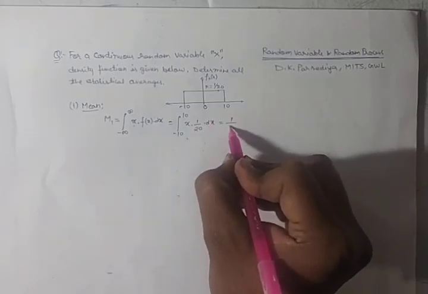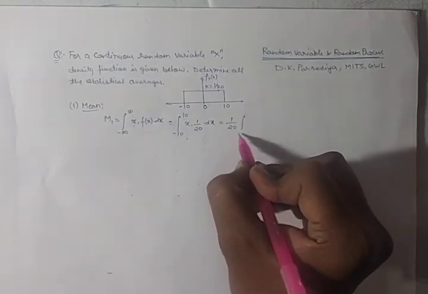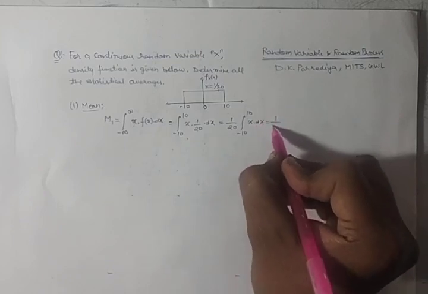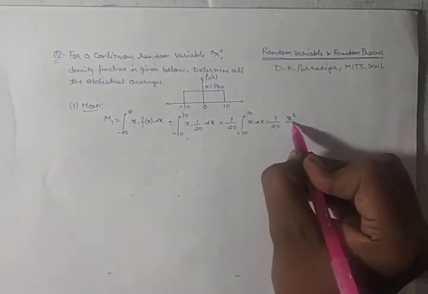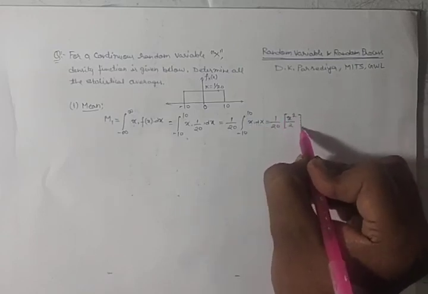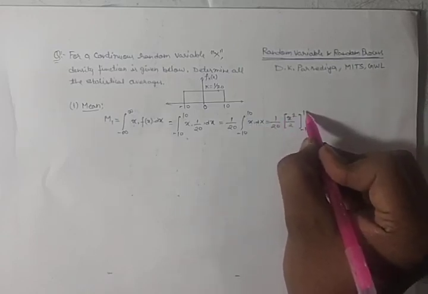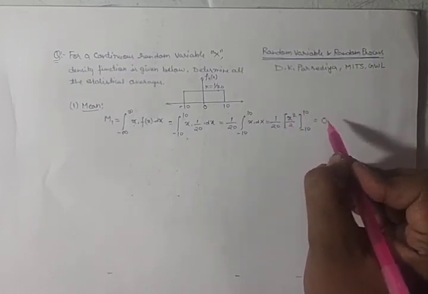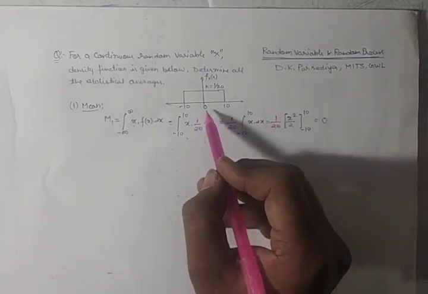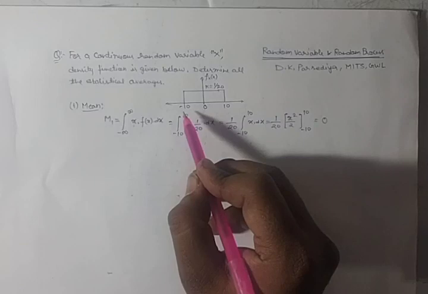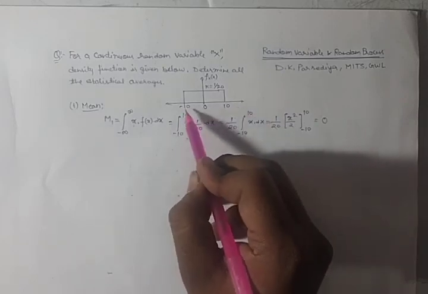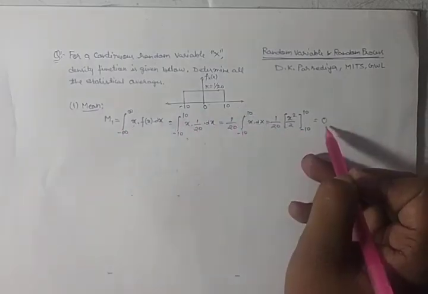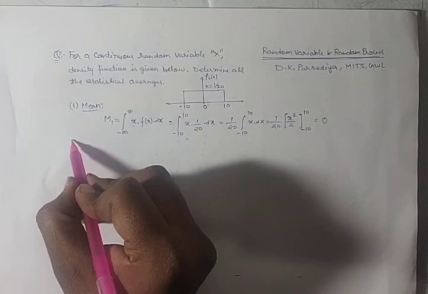This 1 by 20 is constant, bring it outside, integral from minus 10 to 10 of x dot dx. So that will be 1 by 20 times x square by 2, because the integration of x is x square by 2, lower limit is minus 10, upper is 10. When we substitute this, it will be 0. And as we know very well, for a uniform distribution function which is distributed between minus a to plus a, its mean will always be 0. So this is the first statistical average.